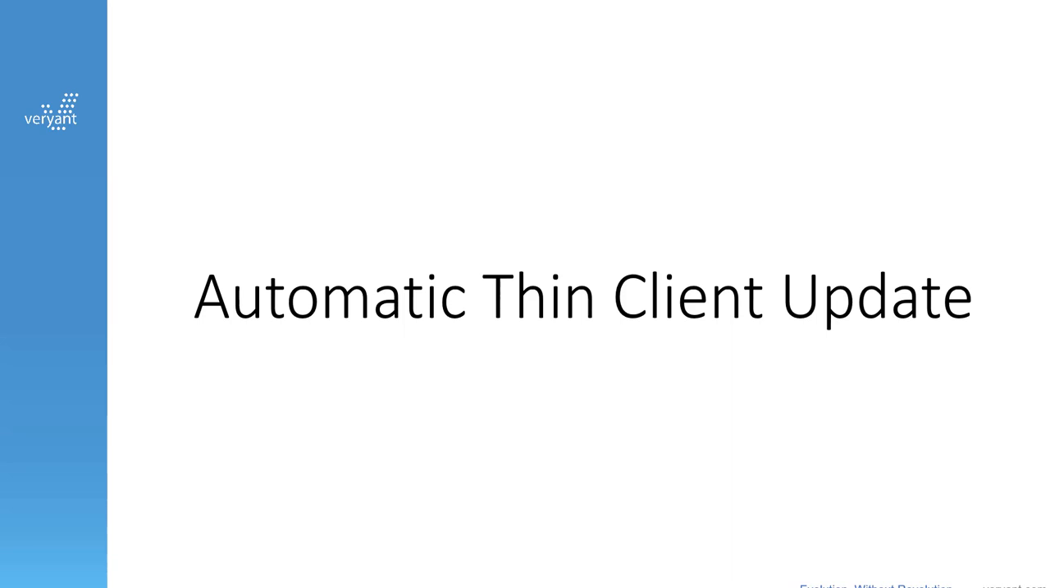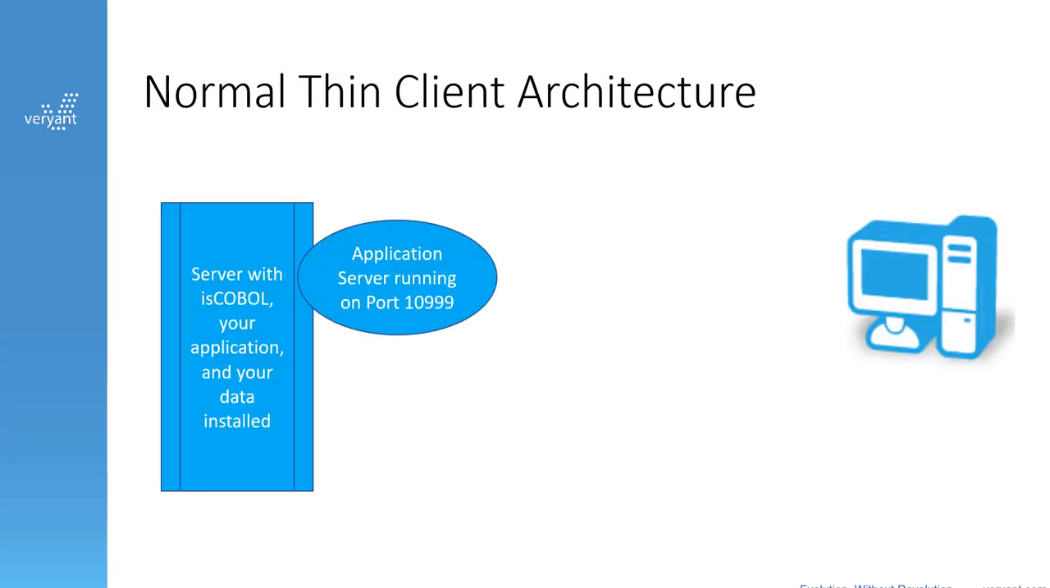This video is going to show you how to set up the automatic thin client update. Normally, you would have the application server running on your server where your COBOL, your application, and even maybe your data is installed. And your client would use IS client to connect to the application server, who would then run your application. But if you update the version on your server, you want to automatically update your IS client as well. You don't want to have to go and do each one of those by hand.